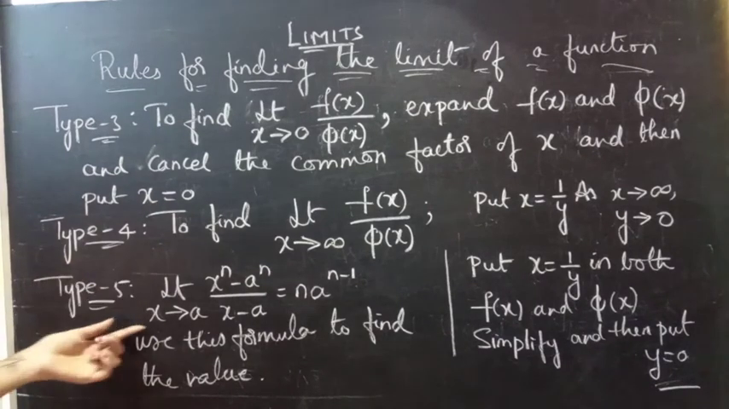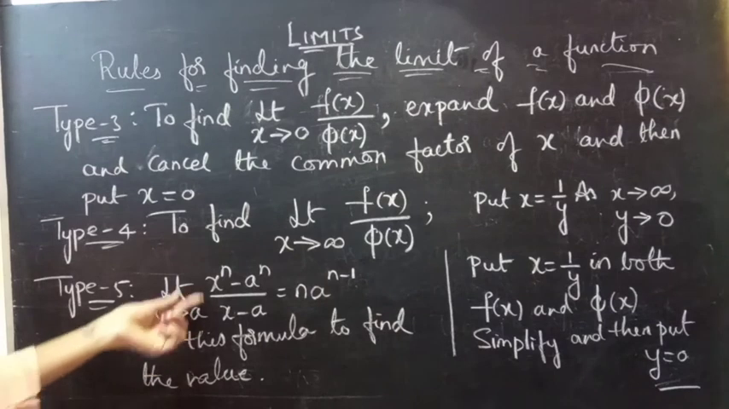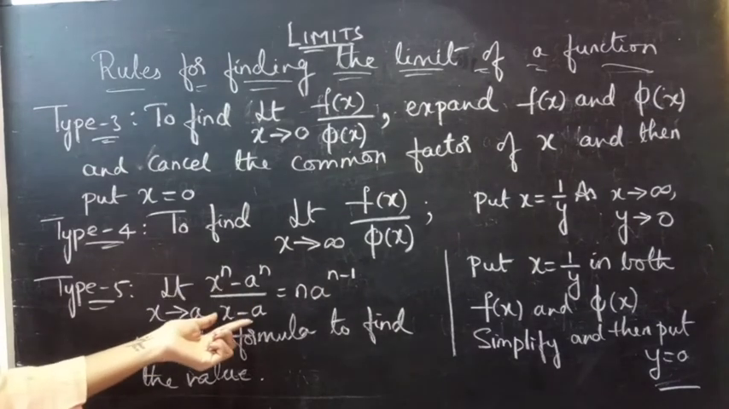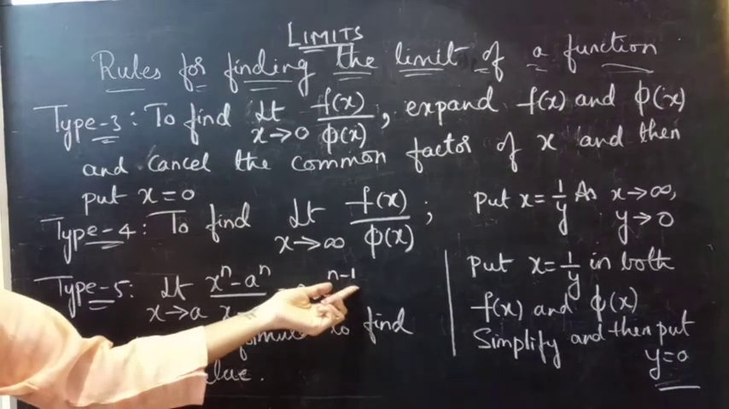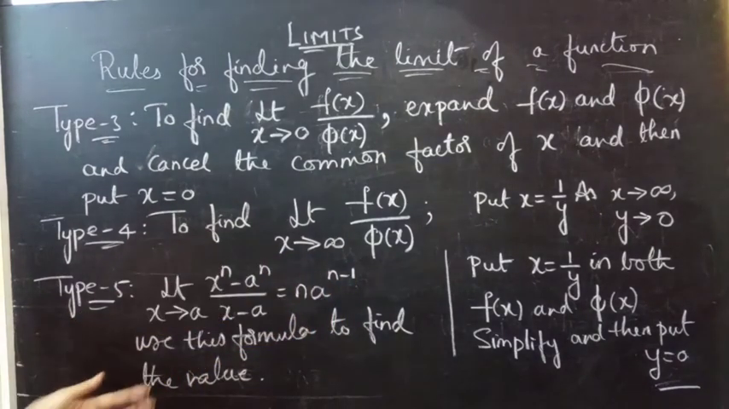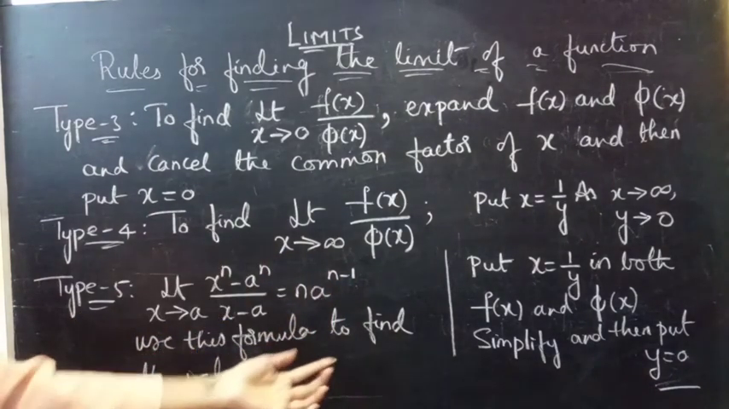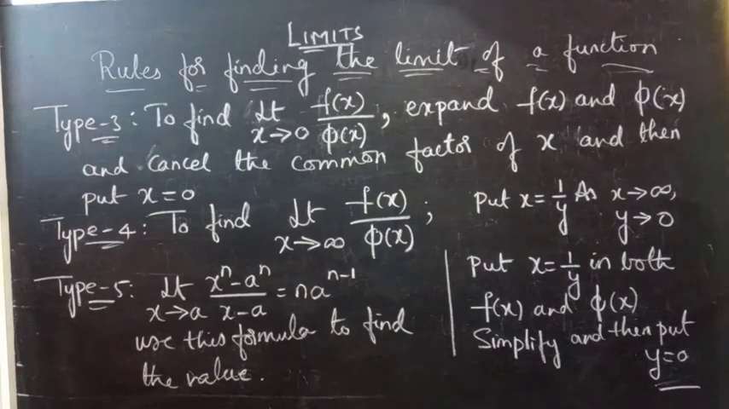Limit x tends to a, x power n minus a power n by x minus a equals to n into a power n minus 1, which is a formula. So we can use this formula to find the value. So we have 5 types.